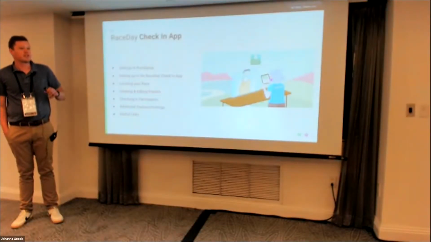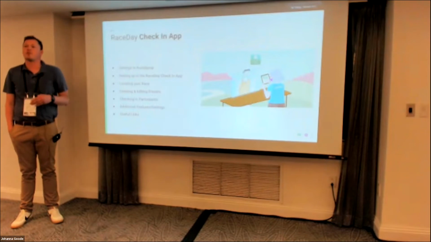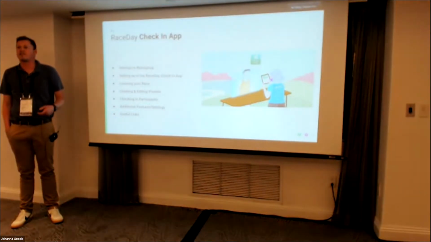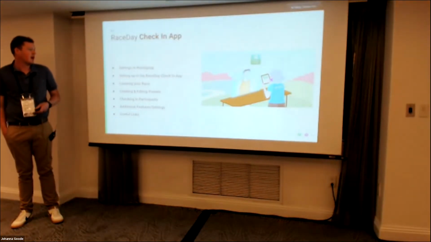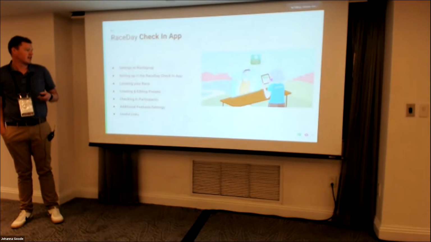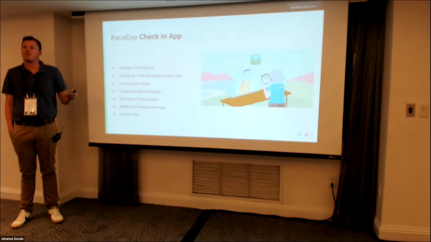So first thing, from a timing standpoint, is it needs to be set up in RunSignup first. So if you don't have access to the dashboard on RunSignup for your race directors, try to get access to that. Try to be able to set it up. Once you get it set up in RunSignup, go into your app, search for your race. That's the first key thing that I see from a support standpoint: hey, I set up the check-in app, can't find my race. Usually it has to do with the date. That's all that it is.